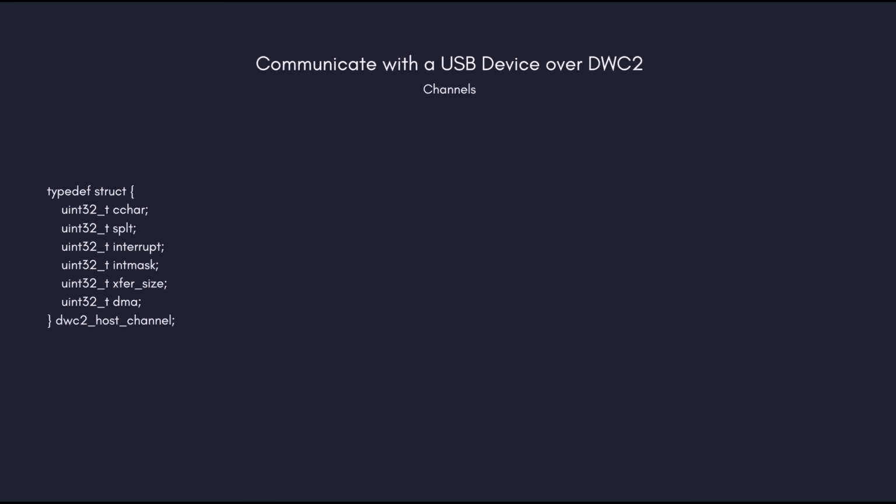After that, we have the transfer size, and this simply indicates how much data we're going to be transferring between the device and our system. And finally, the DMA register. The DMA register is the one that we're going to be writing a pointer to a buffer to in order to communicate using DMA, which, like I said before, is a lot faster. So let's see this in action.